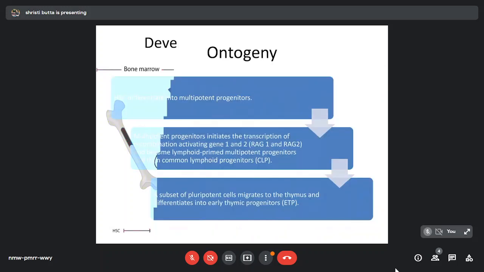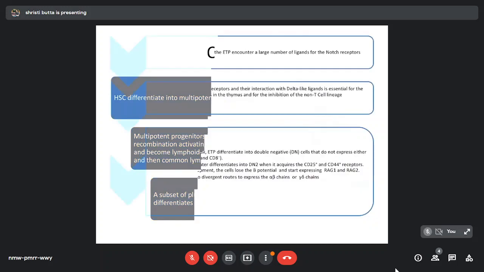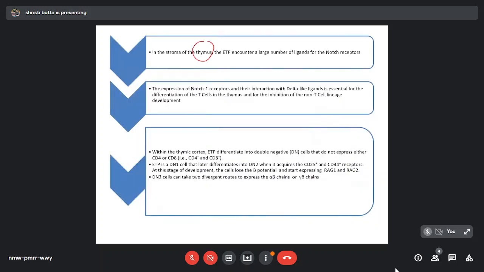Hematopoietic stem cells differentiate into multipotent progenitors. These multipotent progenitors initiate the transcription of the recombination activating genes, that is RAG1 and RAG2, and become the lymphoid primed multipotent progenitors, and then the common lymphoid progenitors, as we already discussed. A subset of the pluripotent cells migrate to the thymus and differentiate into the early thymic progenitors. Now, what happens in the thymus then?